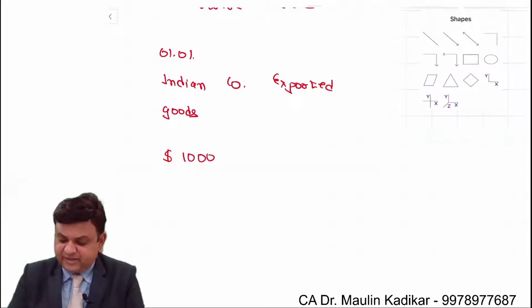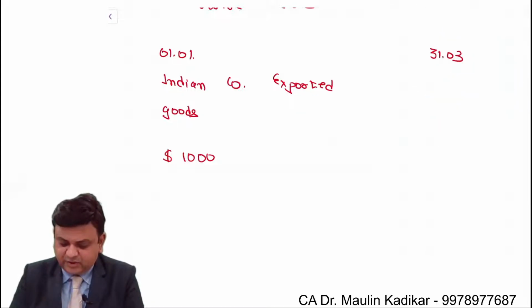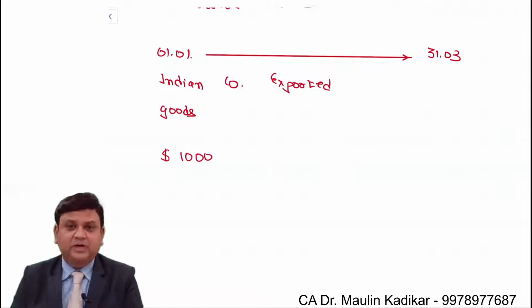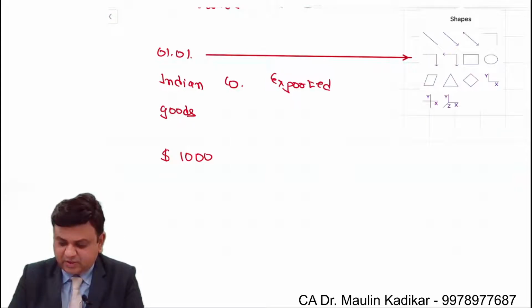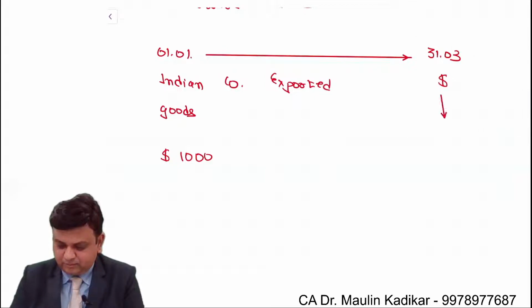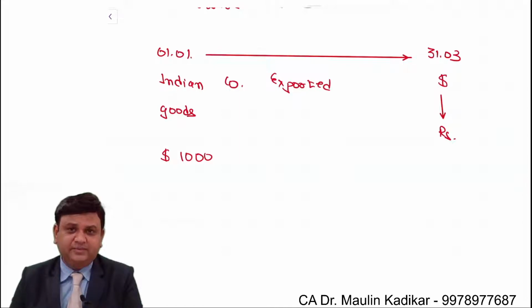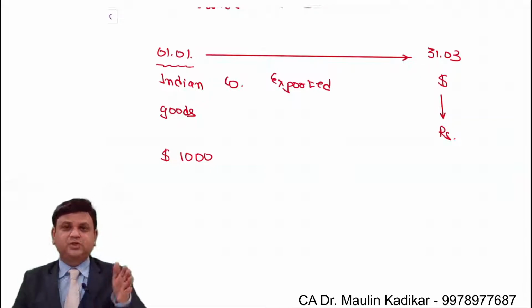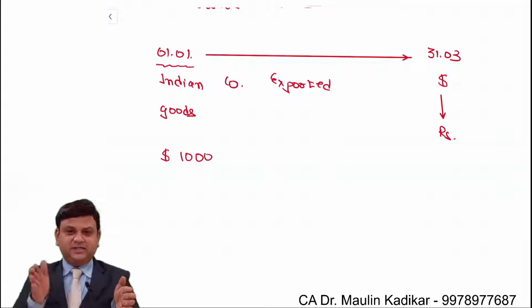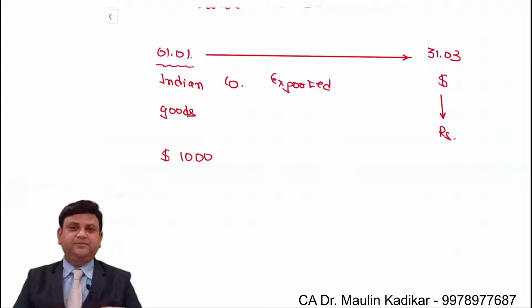When you are going to receive the consideration after 3 months, what are you required to do? You are required to convert that dollar into rupees. When you are converting the dollar into rupees, we know that the exchange rate is uncertain from the 1st of January point of view. So on 1st of January, it is uncertain what the exchange rate will be on 31st of March.